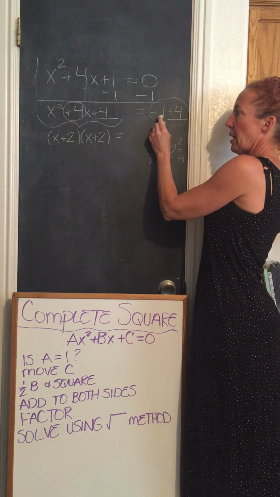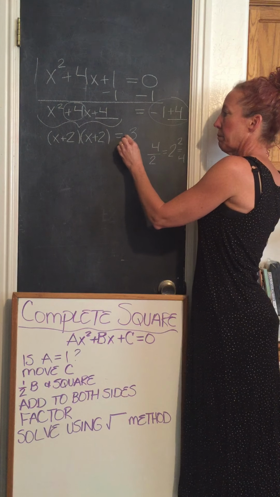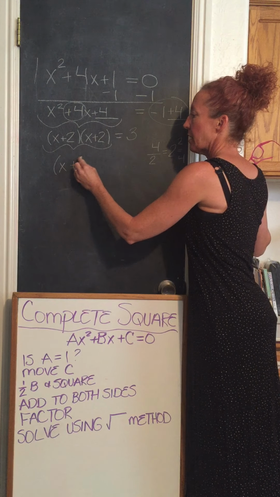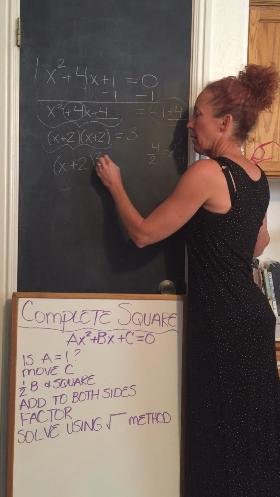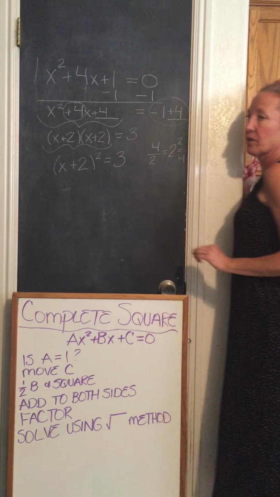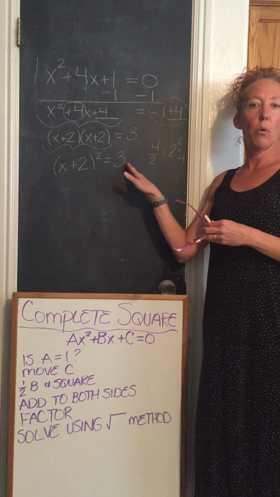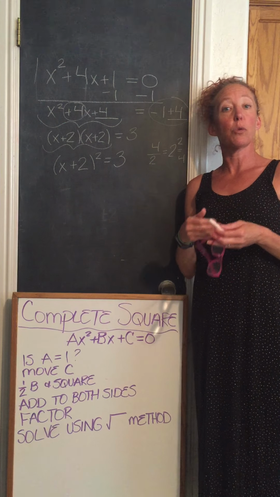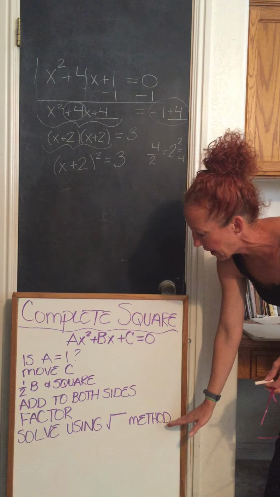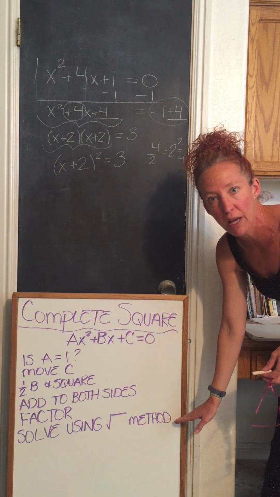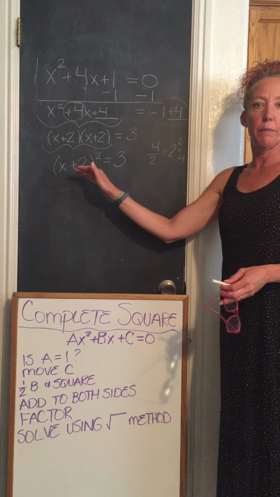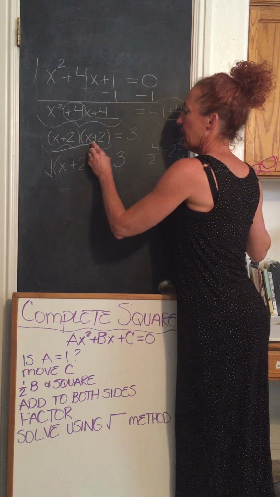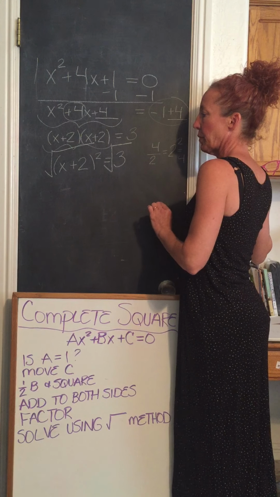And on this side right here, negative 1 plus 4 is 3. I can rewrite this as x plus 2 squared equals 3. And at this point, it should resemble some of the ones that we did in the square root method. And so right here it says, solve using square root method. So we do all this preliminary work to get to this stage right here. So now we can complete it by square rooting both sides.